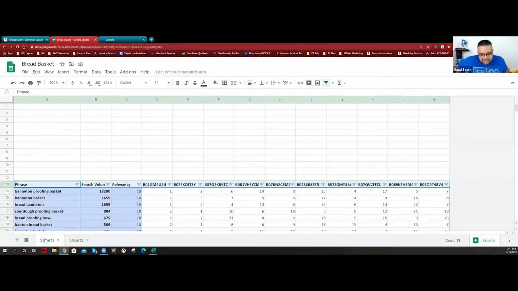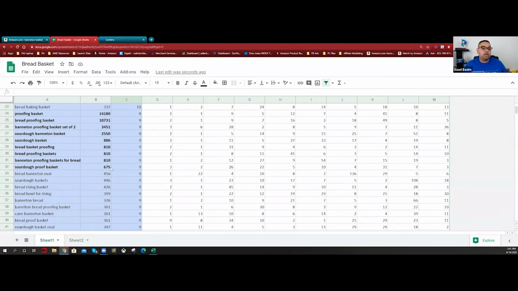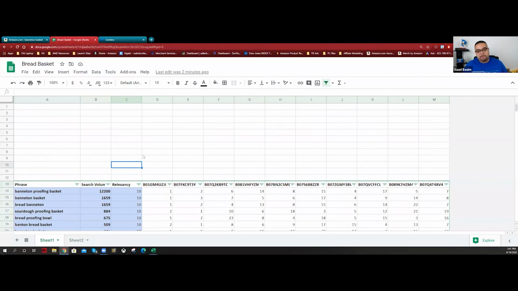But that being said, let's go back to our subject here and work with the keywords that we have. These are the best keywords.